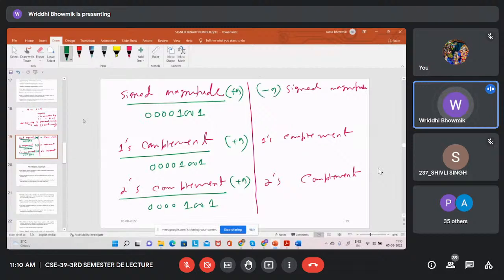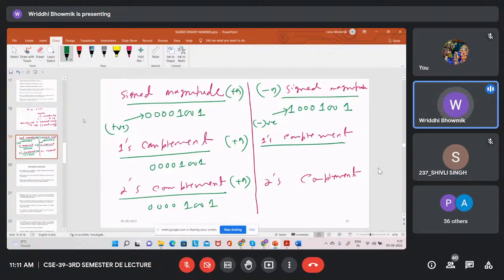But in the case of minus 9, what will happen? You will have the 9 as 1001, and the extreme leftmost bit will be 1 because it is minus 9. So you have 0, 0, 0, and it will be 1. As we all know, if this bit is 0, it denotes the positive sign, and if the extreme leftmost bit is 1, it denotes the negative sign. So this is the representation of minus 9 in the signed magnitude case. The rest of the bits represent the magnitude, which we already studied.